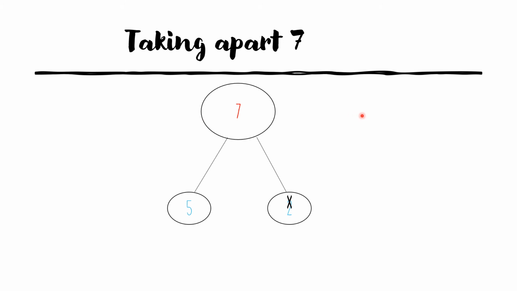Kindergarten, there are a lot of different ways to take apart 7. Here's another way. Take a look at the number bond. Our whole is, that's right, 7. It's the big number. Our parts are 2 and 5.